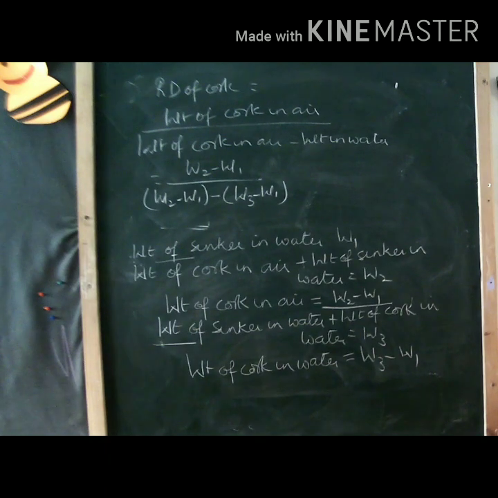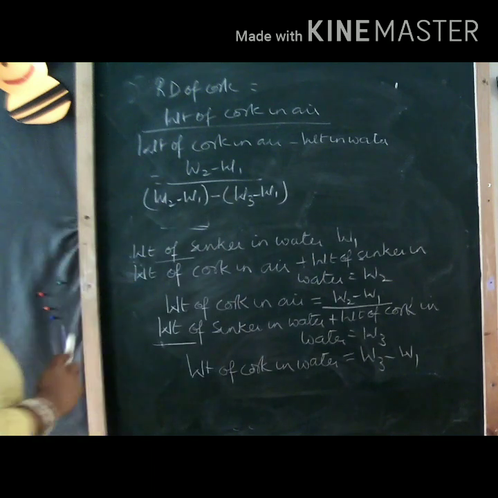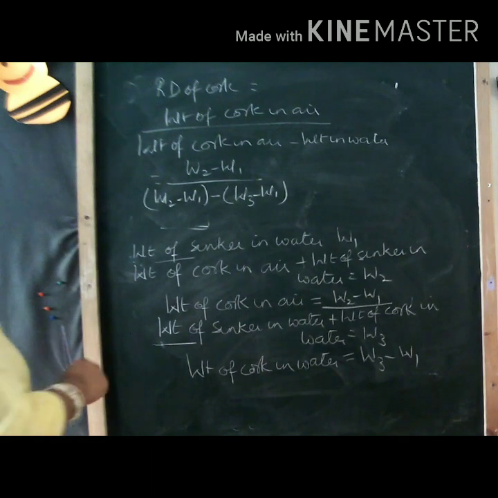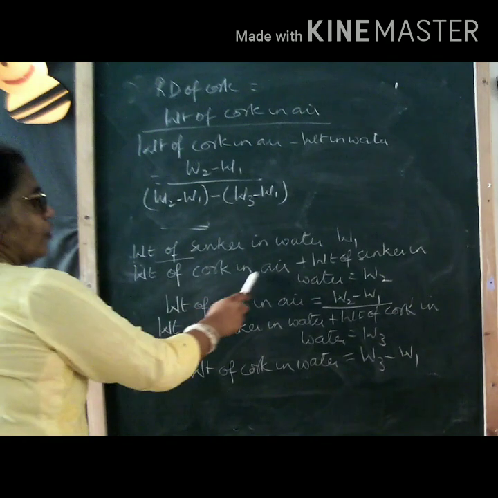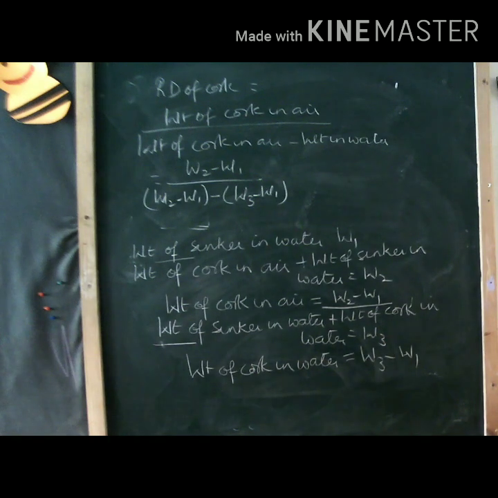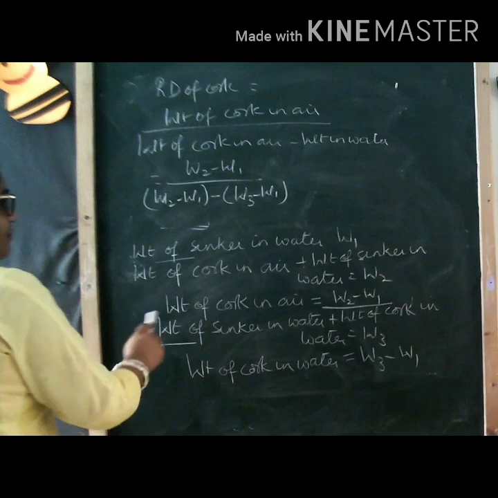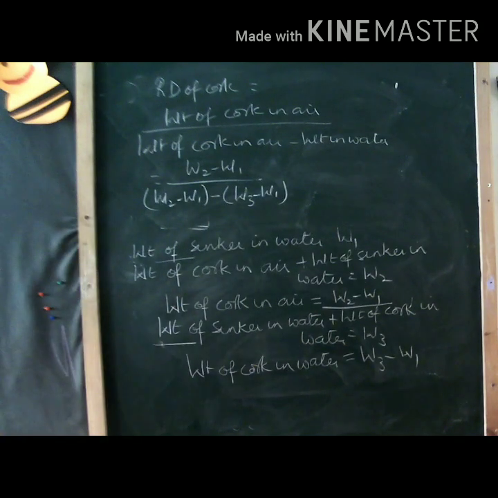We determined the weight of the sinker in water, right? Then we took a cork and tied it to the thread. We got the weight of cork in air plus weight of sinker in water as W2. Then these two readings helped us to obtain the weight of cork in air, W2 minus W1.